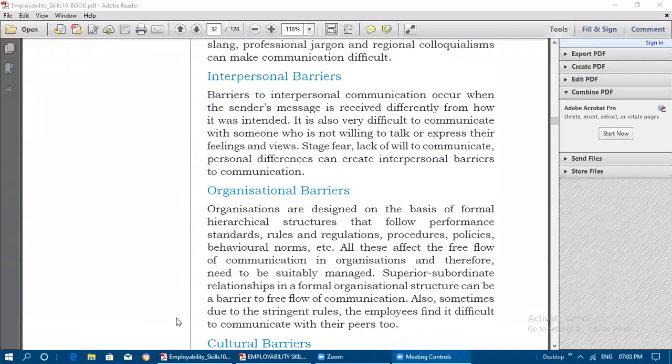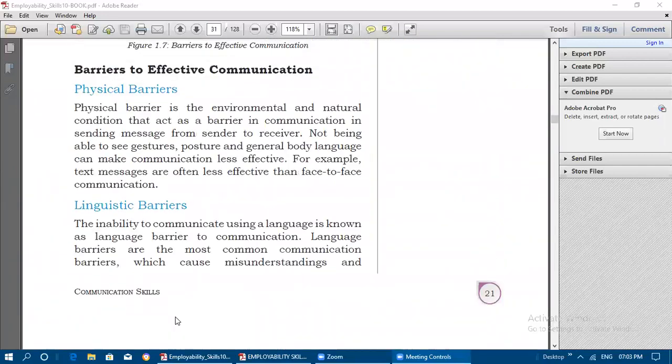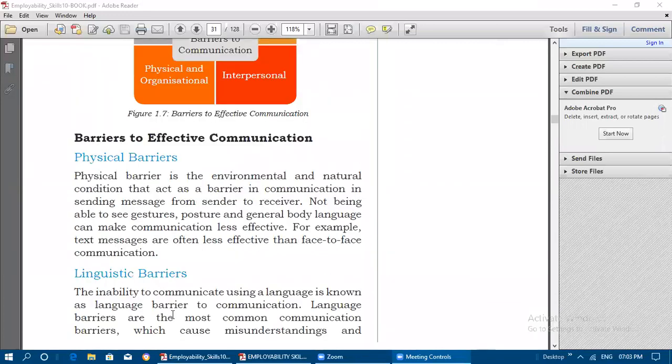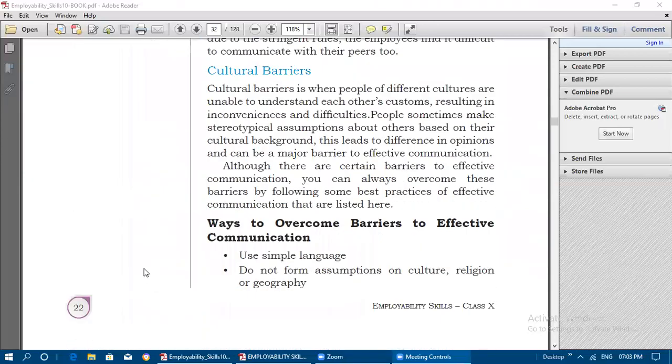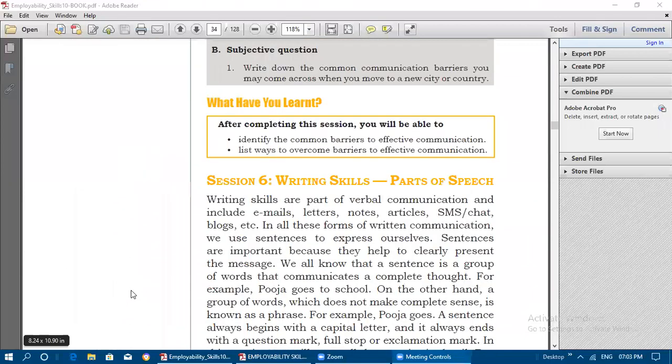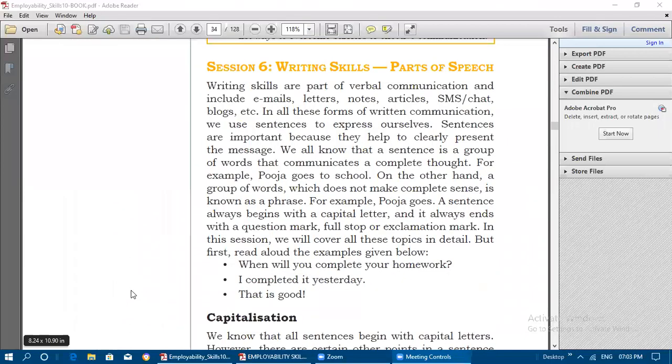So cultural barriers, organizational barriers, interpersonal barriers, linguistic, physical: all these barriers we have discussed. Physical and organizational have been put together here, and you can make it a separate one. If you want to write about barriers to communication, you need to write all these five barrier names and give some explanation related to them. Next is session 6, that is writing skills and parts of speech. This we will see in the next video. We need to discuss sessions 6 and 7 alone in this unit. If we discuss those two sessions, then this lesson will be over.